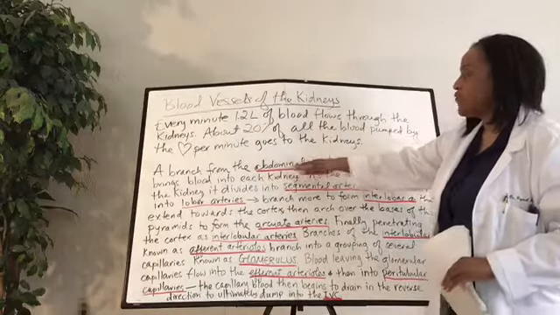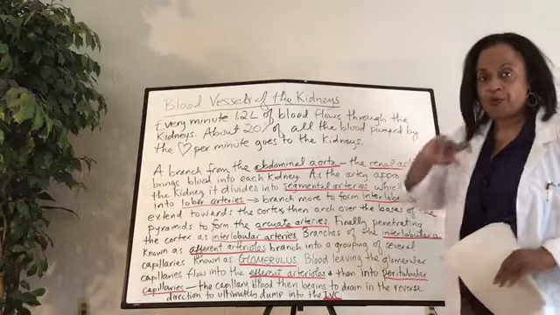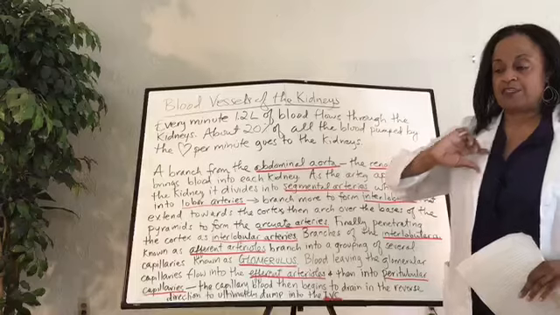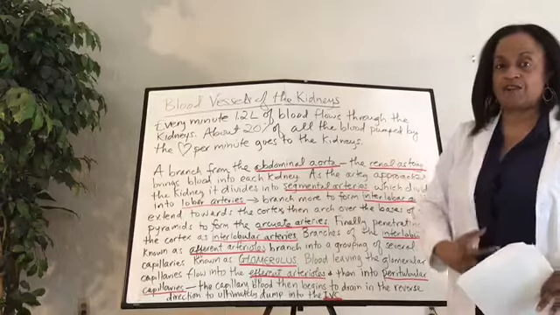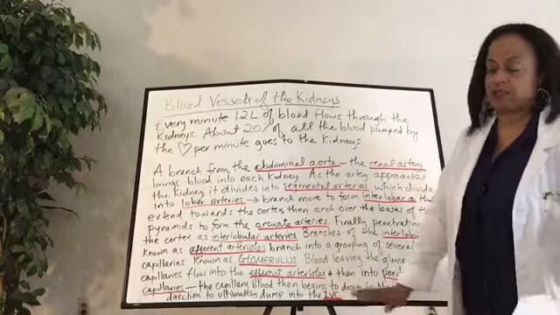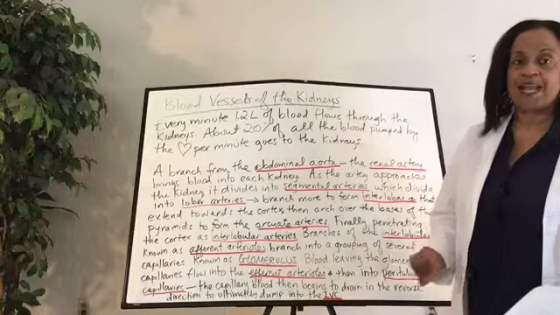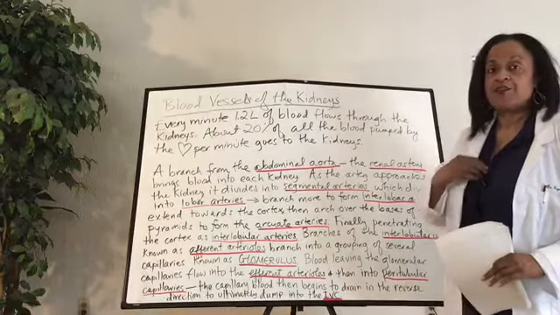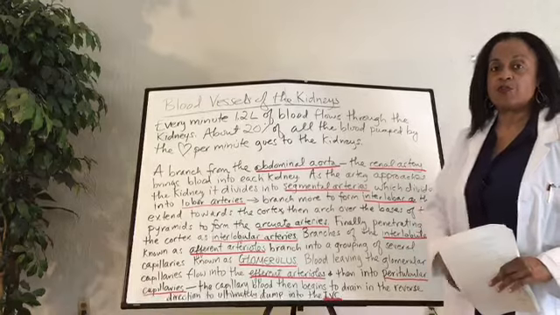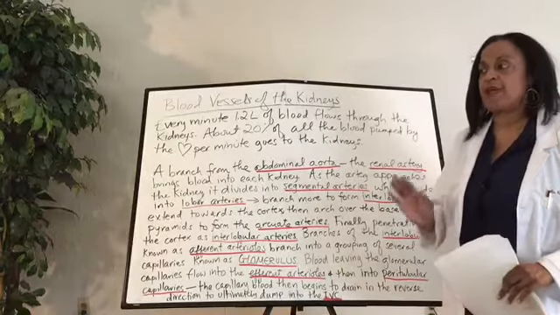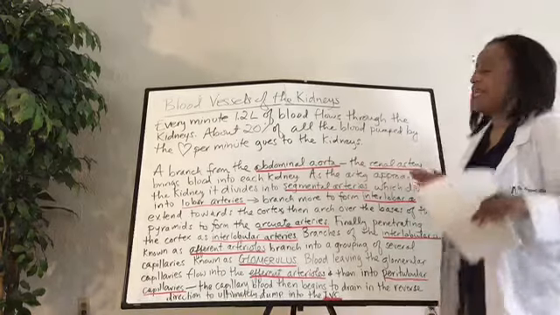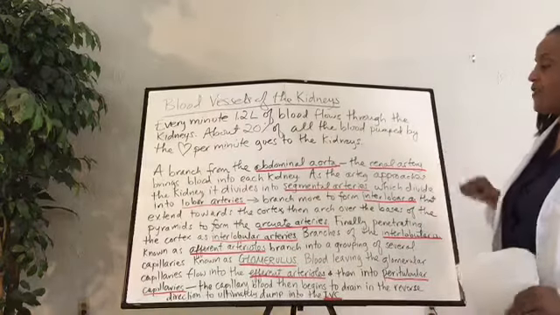So a branch from the abdominal aorta. Remember the aorta when we first learned about the heart? Well, it looks kind of like a candy cane. It curves down to give blood to all tissues of the body. As it curves down from the left ventricle, coming on down through the diaphragm and into the abdomen, this is the abdominal aorta. Kidneys sit right there, right off of the aorta.